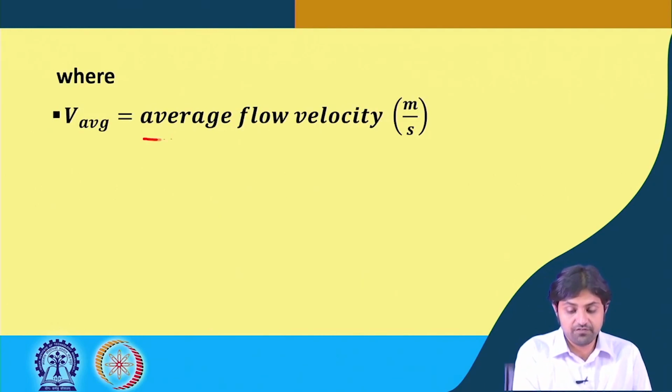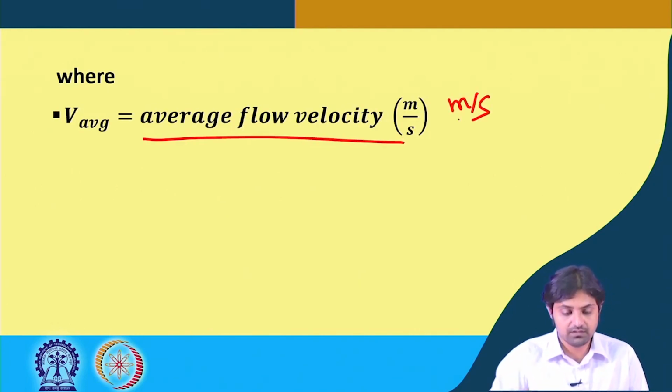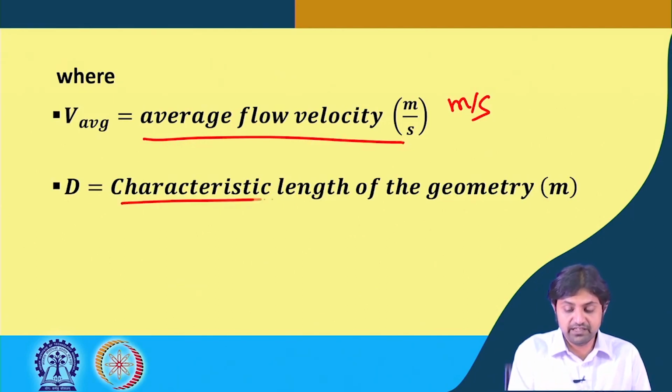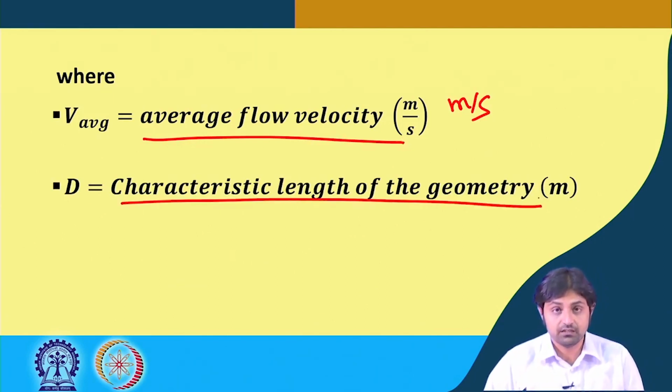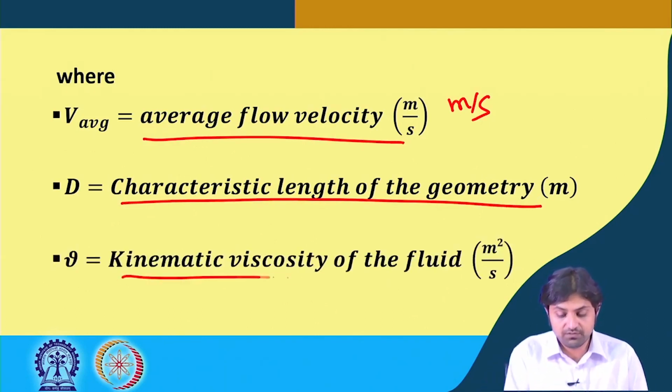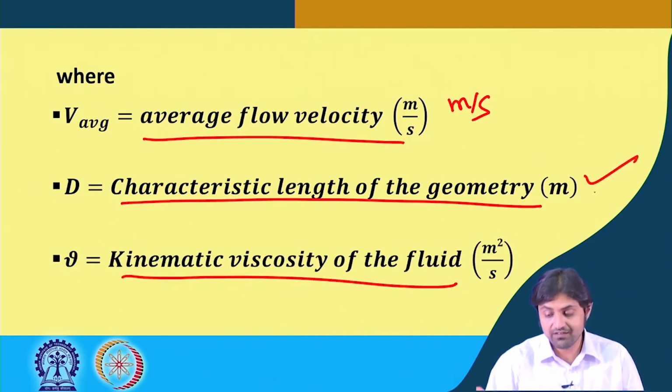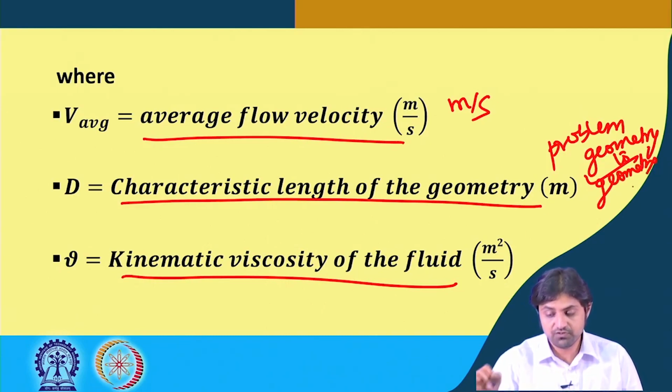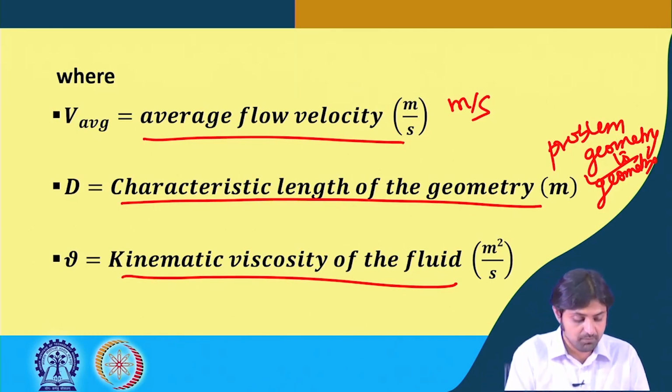Here V average is the average flow velocity in meters per second. D is the characteristic length of the geometry. It can be anything, okay, it could be the diameter, it could be the length, and nu is the kinematic viscosity of the fluid. This can vary from problem to problem or geometry to geometry. For example, if you consider a sand grain, it can be nothing other than the sand diameter, right? If you consider a pipe, it cannot be anything else other than the pipe diameter.